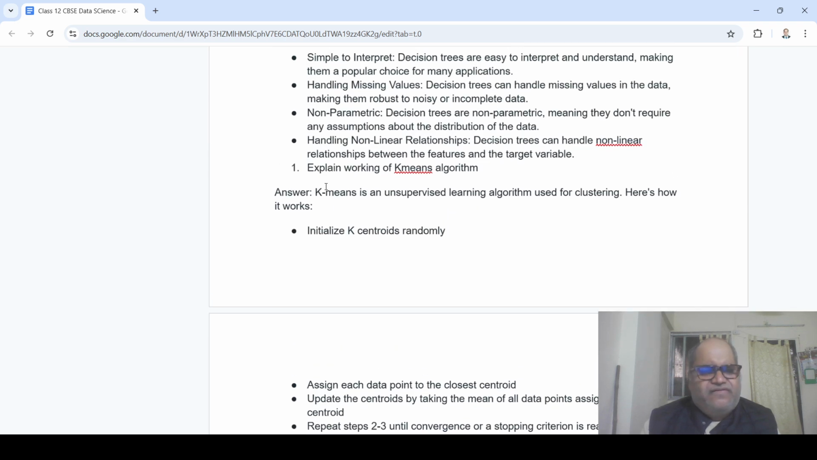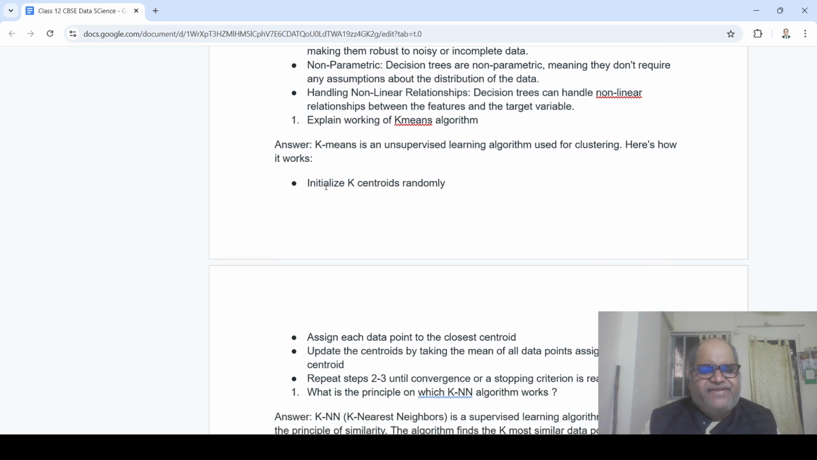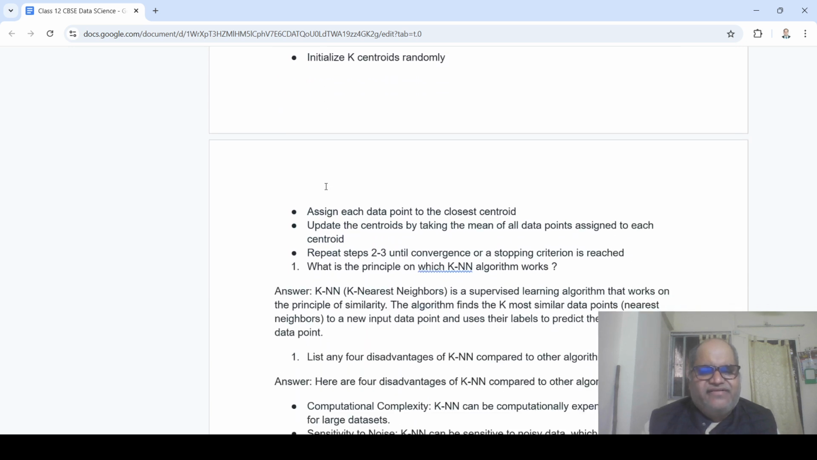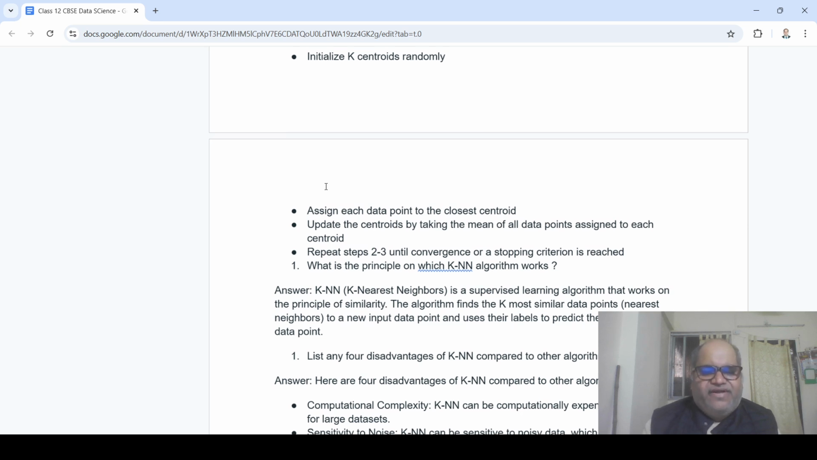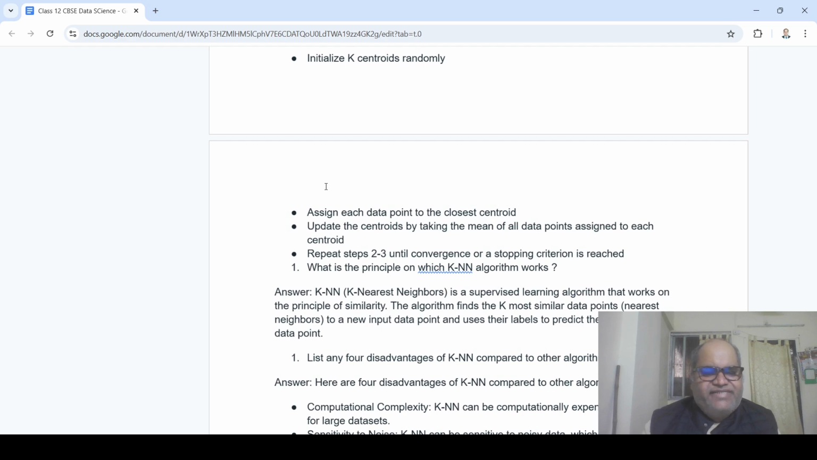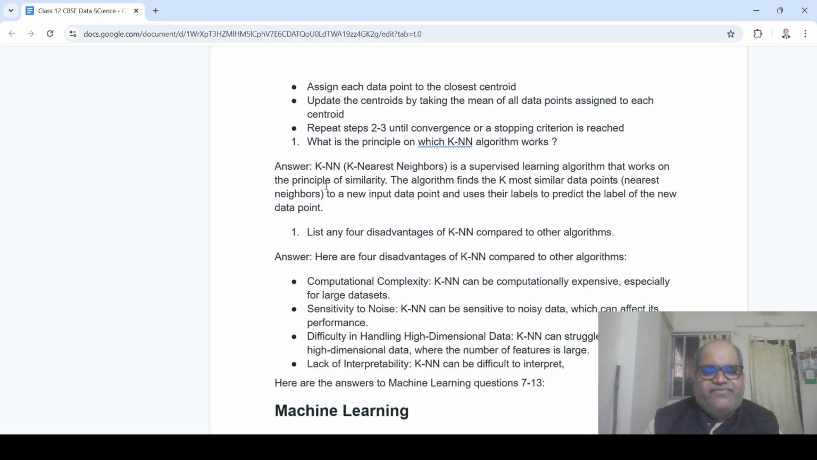Now, about k-means and how it works. We have seen this: initialize the centroids, then make membership assignments, then update the centroids and repeat until it stabilizes. What is the principle on which KNN works? Lazy learning, that's one, and the second is that it doesn't make any assumption about the distribution of data, so it is non-parametric. Those are the two things that we have to list.